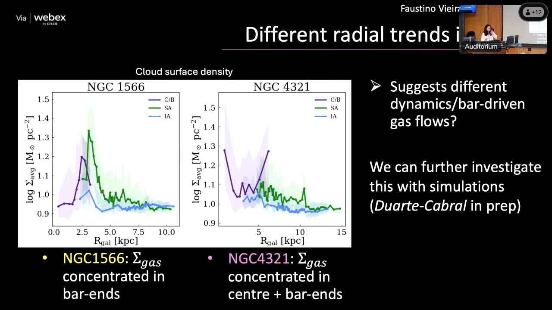We also see some differences in radial trends in the bars of these galaxies. Again, I'm showing cloud surface density. You see that for NGC 1566, we get a bump in surface densities towards the bar ends, and a corresponding increase in the arm and interarm surface densities. Whilst for NGC 4321, you have an increase in surface density right at the center of the galaxy, as well as in the bar ends, but no significant increase in the spiral arms and interarms. This could suggest that there are different dynamics undergoing in these bars, different bar-driven gas flows, which is something that we want to investigate further with dedicated simulations of these galaxies.